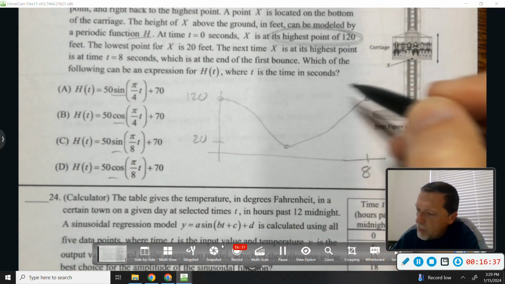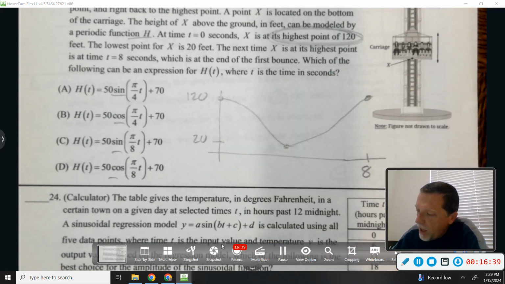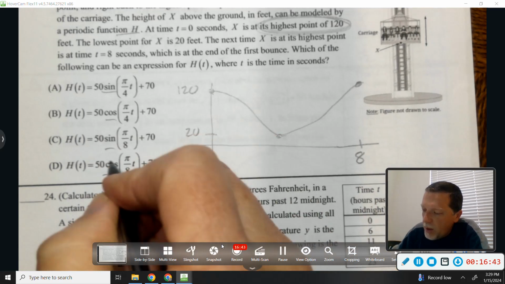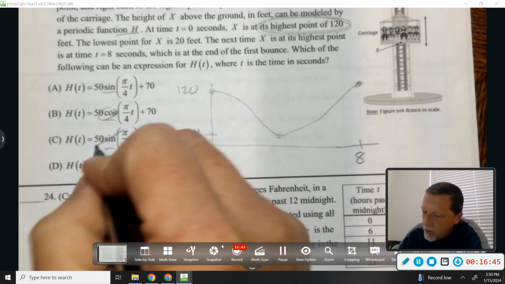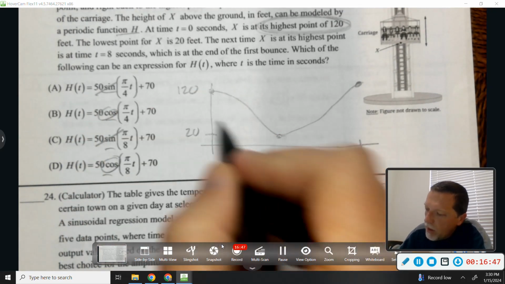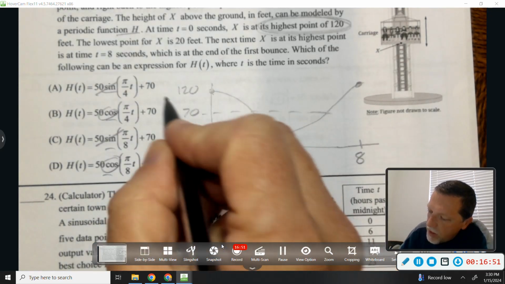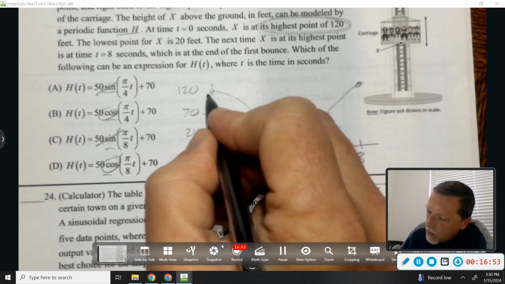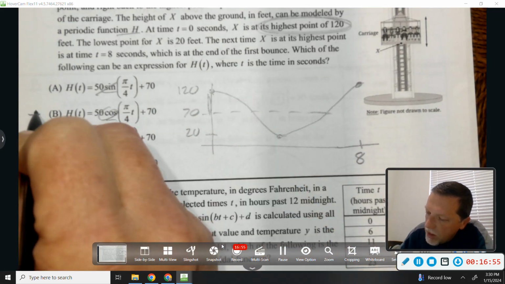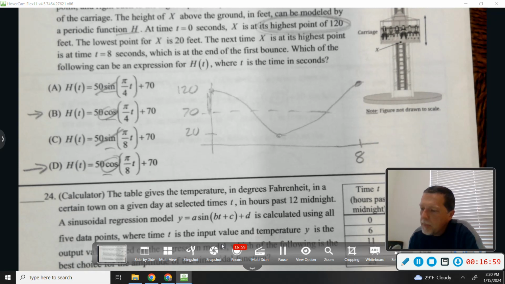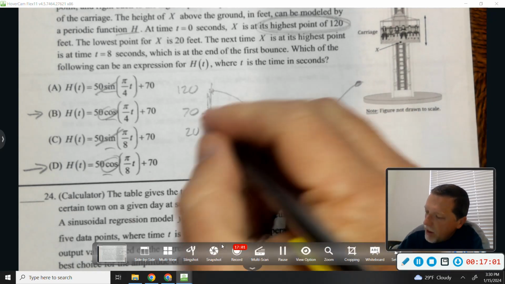Which of the following can be an expression for that height in terms of seconds? Well, I'm starting at a max, so I'm definitely looking at cosines here. Throw out the sines. My midline is 70. They all have that. My amplitude is 50. They've all got that. So I'm trying to see the difference between B and D, and that would be a period thing. Okay, period is 8.